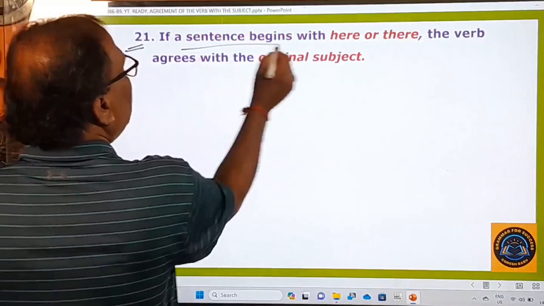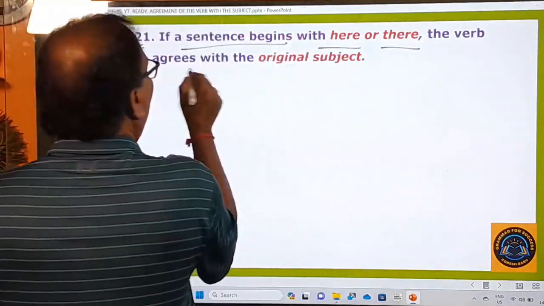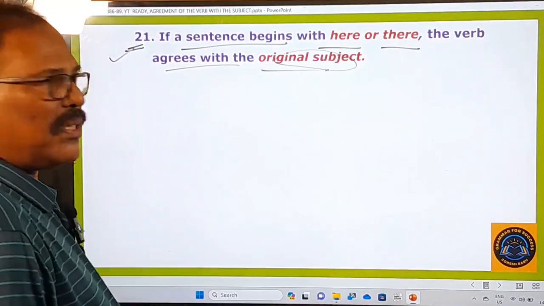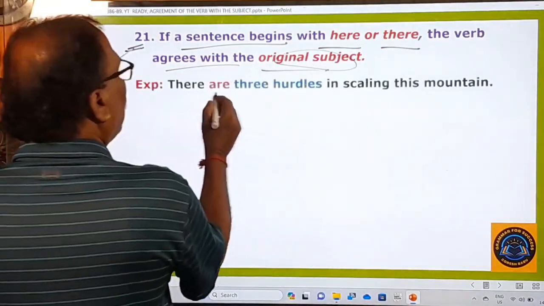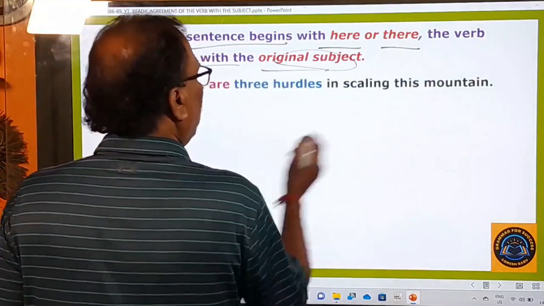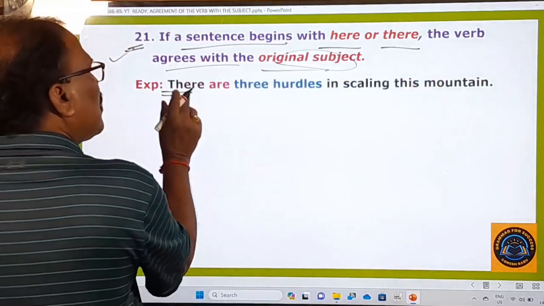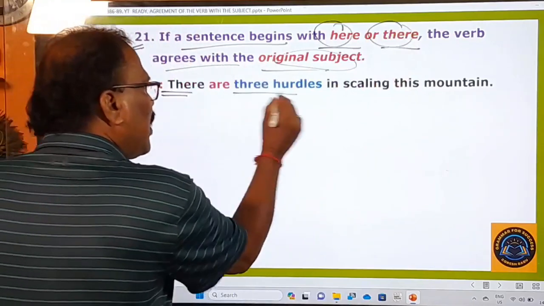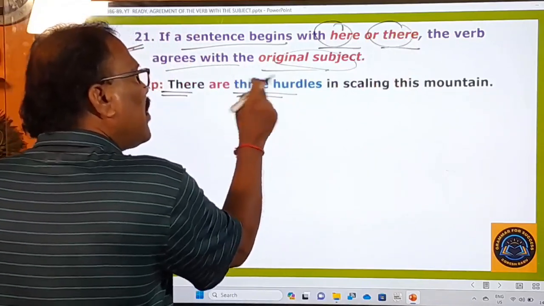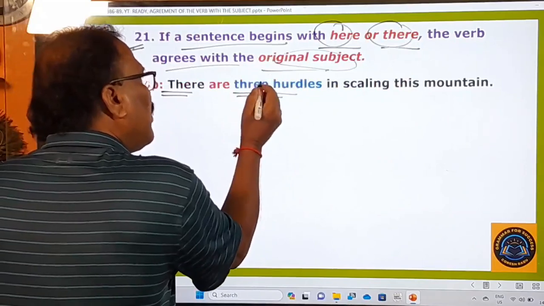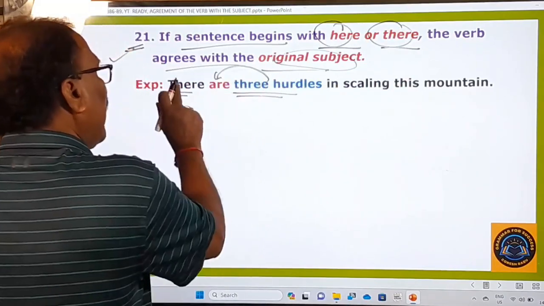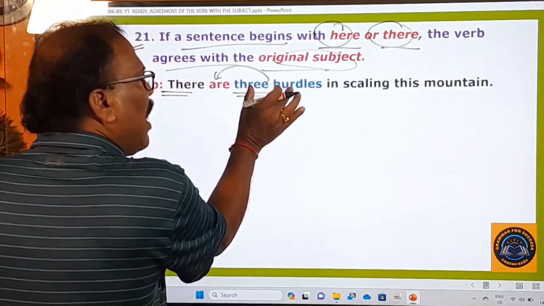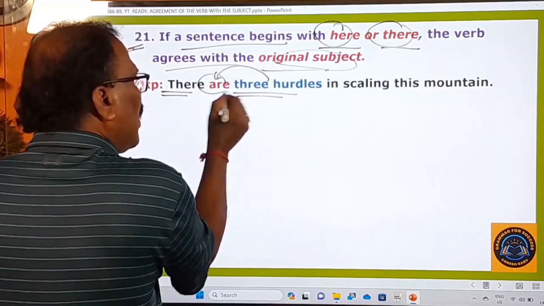The 21st one. If a sentence begins with here or there, the verb agrees with the original subject. It's again an important one. How? Here you see that there are 3 hurdles in scaling this mountain. Here, there is not the subject. Here is not the subject, there is not the subject. The actual subject is 3 hurdles. And since it is 3 hurdles, it's a plural one, therefore you use are. There are 3 hurdles in scaling this mountain. So this is the real subject. And according to this subject only, we use the helping verb here.